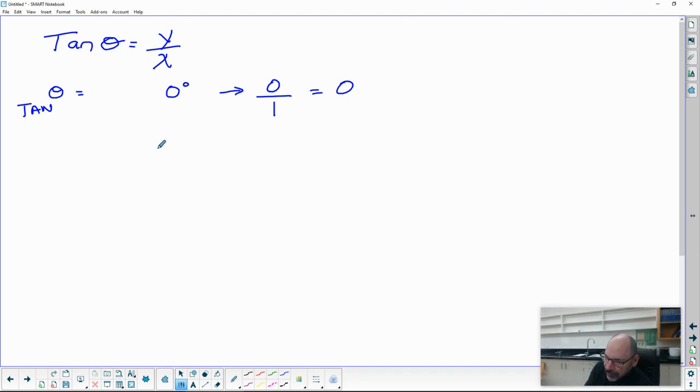Okay, and then we'll do 90 degrees. So at 90 degrees, if I look up there, y is 1, x is 0. So this equals undefined. When something is undefined in a graph, you get an asymptote, which is basically a line that's not part of the graph. Okay. So now we'll do 180.